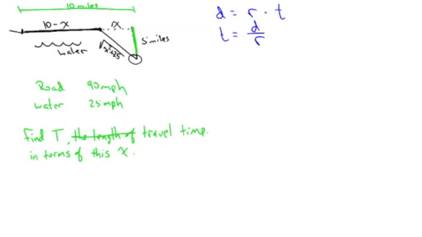Okay, so how long did he spend on the 10 minus x part of the road? 10 minus x over 90. How much time did he spend on the square root of x squared plus 25? How did you get that number? Pythagorean theorem. If this side is 5 and this side is x, since this is a right triangle, it's x squared plus 5 squared, all square root.